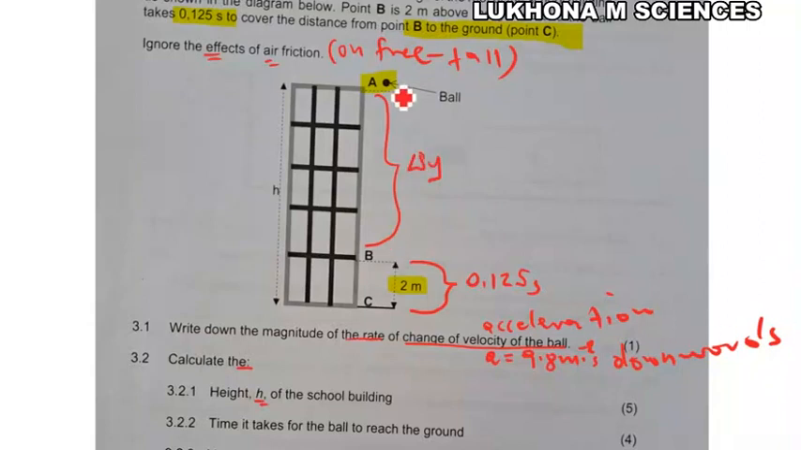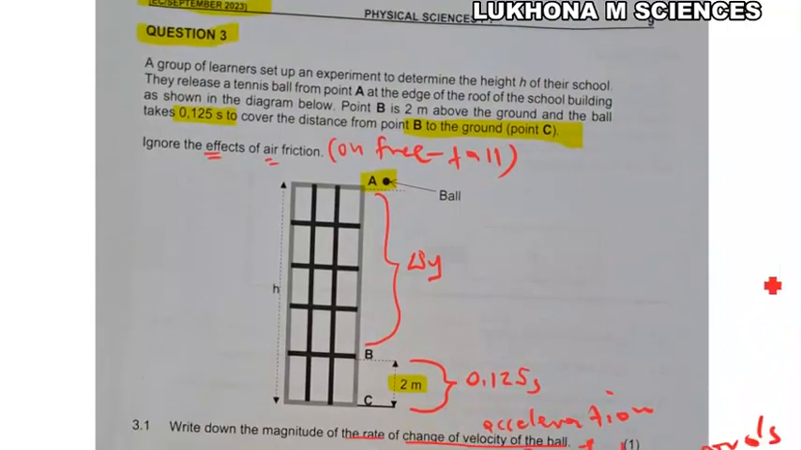We don't have the velocity here. Let's go back to the statement: a group of learners set up an experiment to determine the height of the school. They release the tennis ball, which means the velocity here is equal to 0 meters per second. Then we need the velocity here at B, which means we are going to use this 2 meters to calculate it.